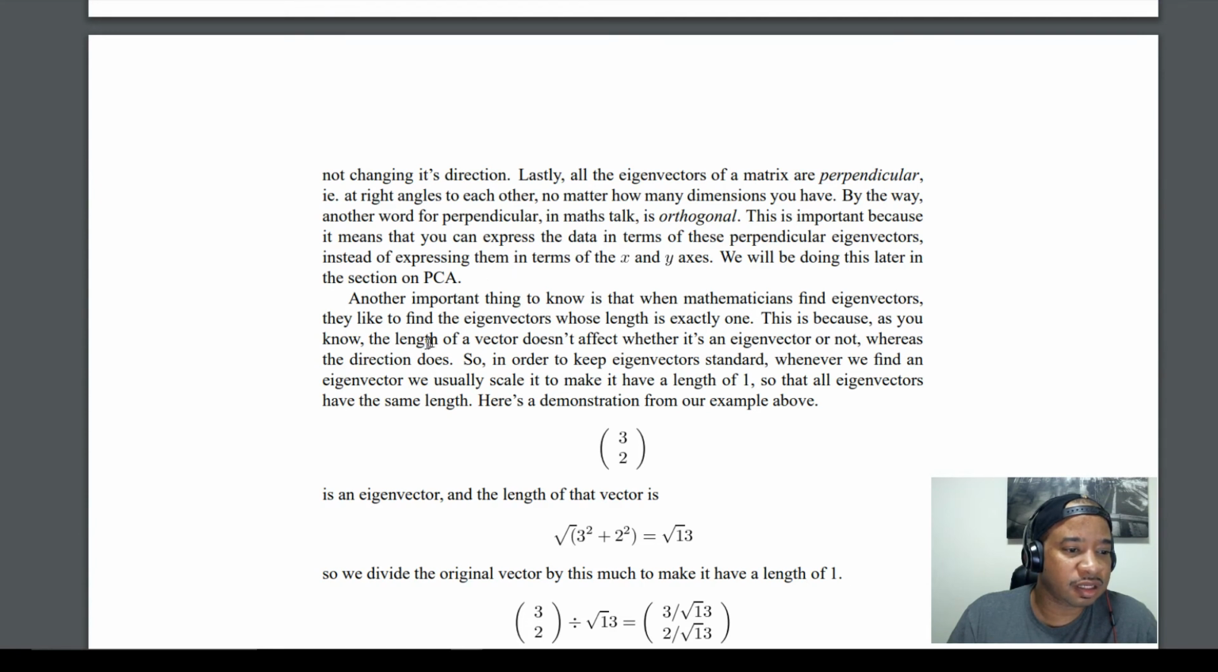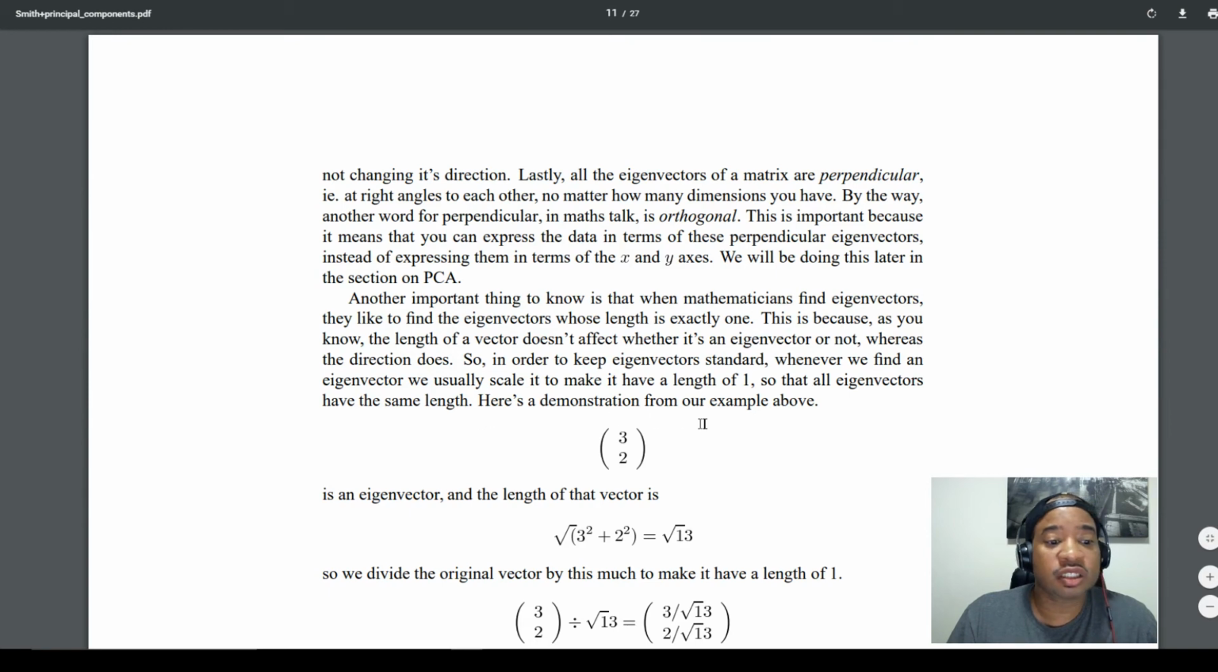Another important thing to know is that when mathematicians find eigenvectors, they like to find the eigenvectors whose length is exactly 1. This is because the length of a vector doesn't affect whether it's an eigenvector or not, whereas the direction does. So in order to keep eigenvectors standard, whenever we find an eigenvector, we usually scale it to have a length of 1, so that all eigenvectors have the same length. Here's a demonstration from our example above.